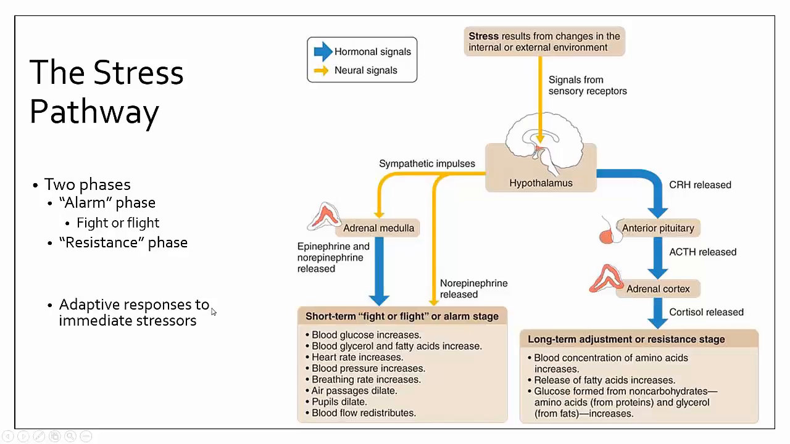So the stress pathway is adaptive, okay? It's adaptive response to immediate stressors. It's good, right? This is normal. It's normal to be a little stressed. That's what I always tell people when they're like, oh, I'm so stressed out. Well, if you weren't, something was wrong. Okay, this is good. But what would happen to this pathway in response to chronic stress?